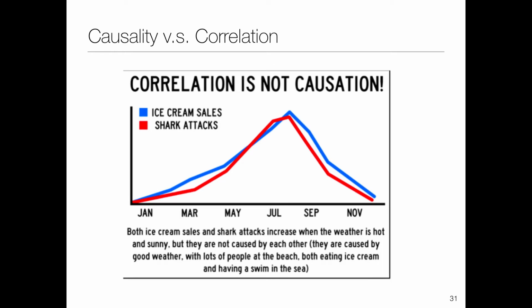So again, when we study machine learning, it's often important to disengage correlation and causation, not to see them both as the same.